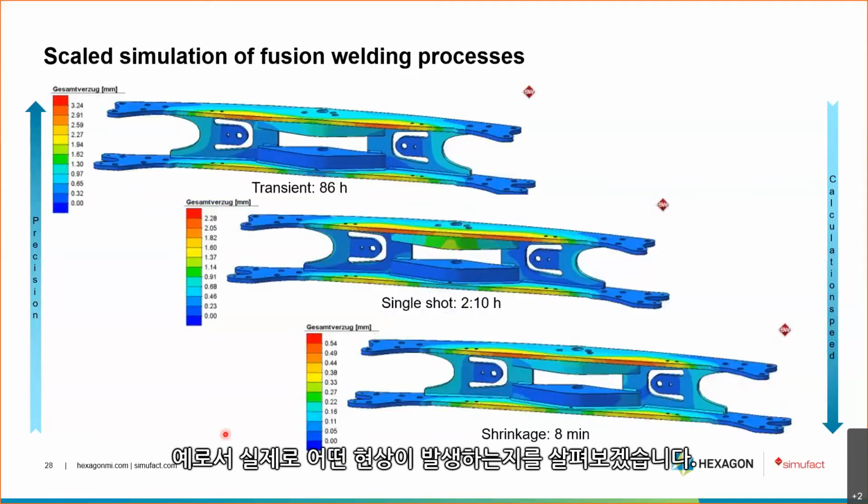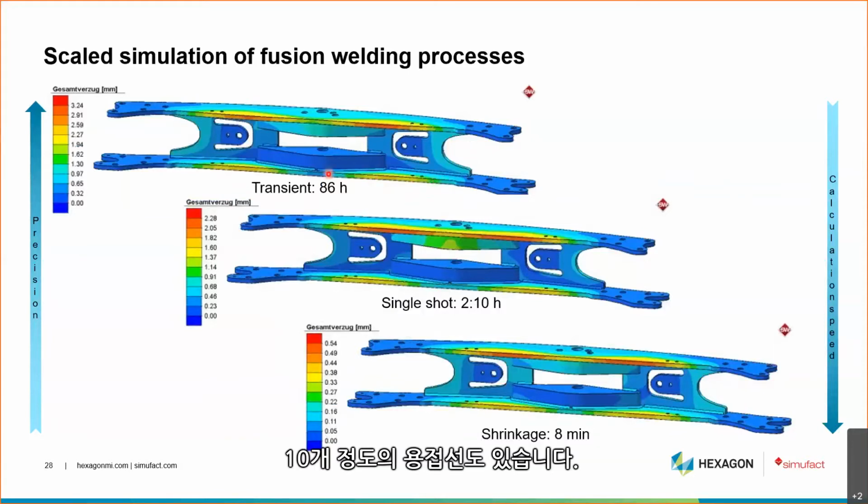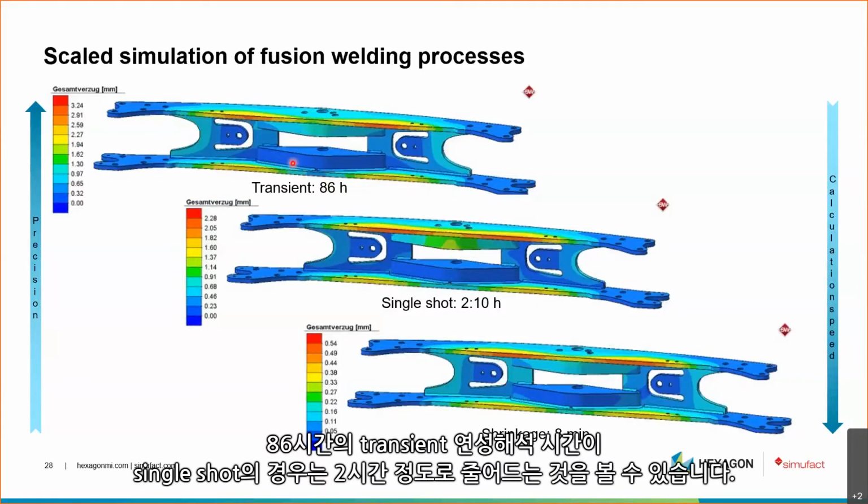To see what happens here in reality is one example. So we have this assembly which was sufficiently large, something about 2.5 meters length, with a couple, I guess 10 or something like this, weld lines. And we got a transient calculation time of 86 hours. Going to single shot reduced the calculation time to only 2 hours and a couple of minutes.